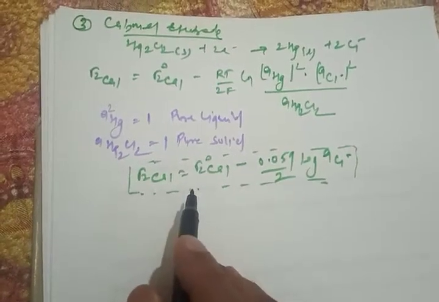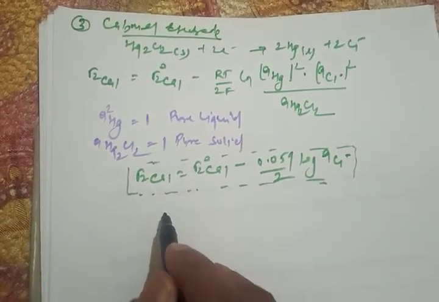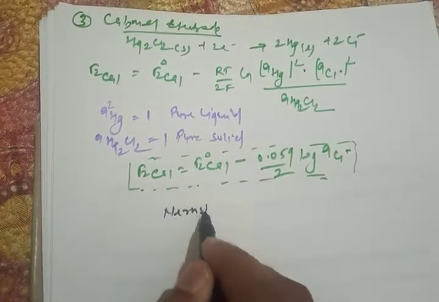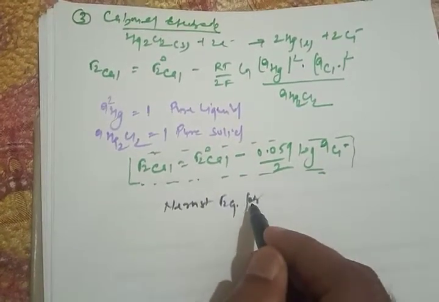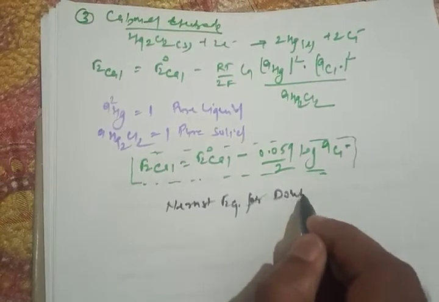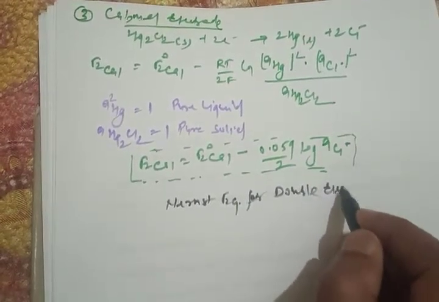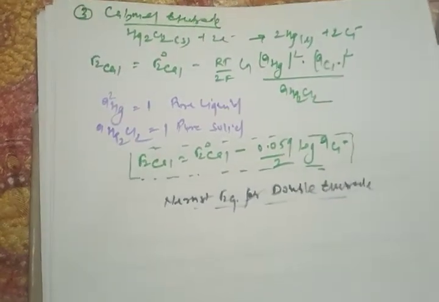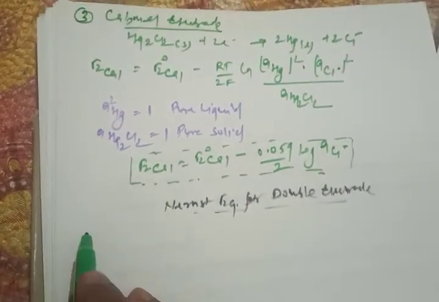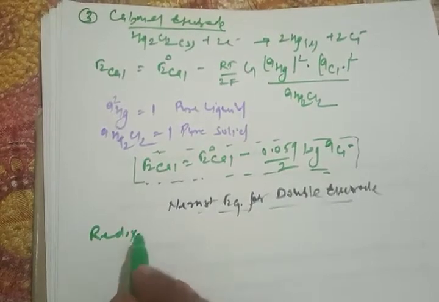Okay, these are the single electrodes. So now the Nernst equation for double electrode. Here we use double electrode. So double electrode is nothing to worry about. Double electrode is nothing but the redox electrode actually. So here we are talking about the redox electrode.